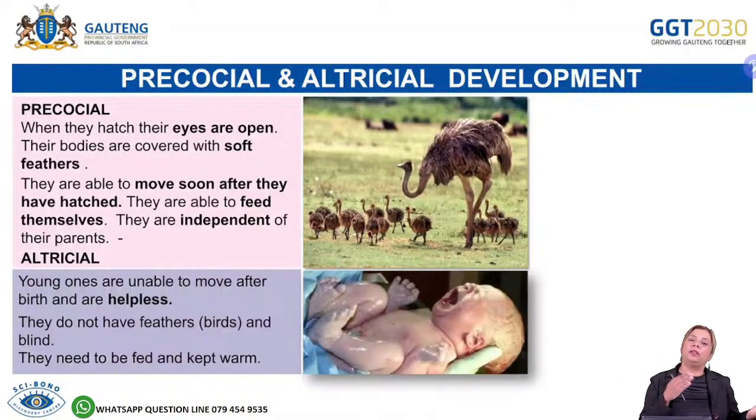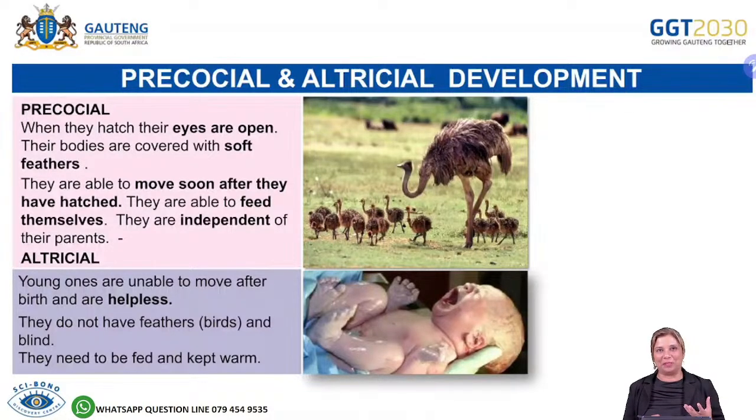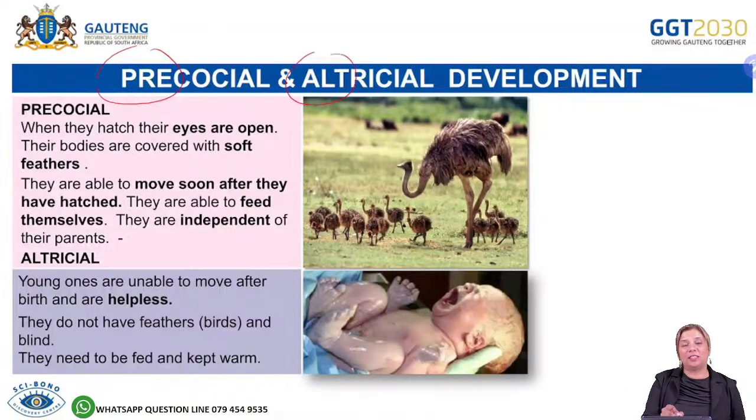But then if you look on the opposite end, maybe there is a newborn bird, and this bird is born with its eyes closed. It can't move. It doesn't have feathers to keep it warm. Do you think it will be able to survive? No, it won't be able to survive. So that is where precocial and altricial comes into comparison. So let's look at altricial first before we go to precocial.